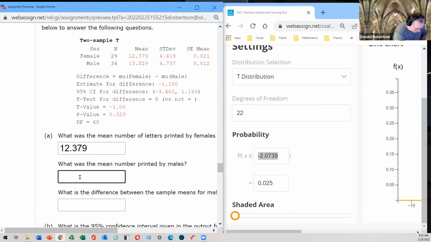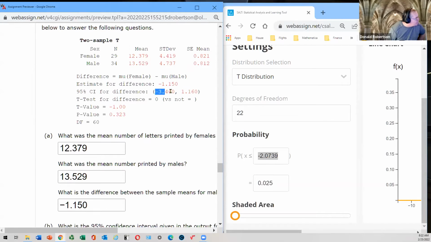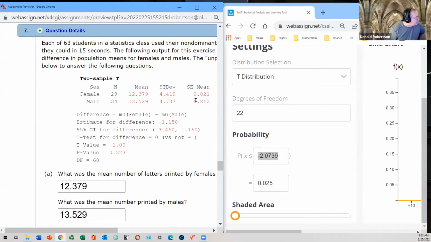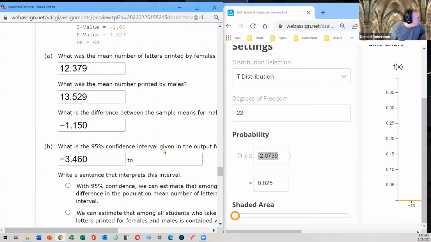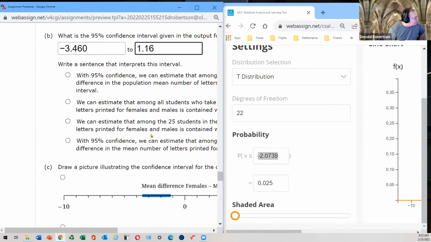So it looks like there's a difference between dexterity. What's the difference between them? So it's really just knowing where to look on the table. What's the 95% confidence interval? Well, it starts on that number and it finishes with this number. And then a little sentence and a little picture and so on.